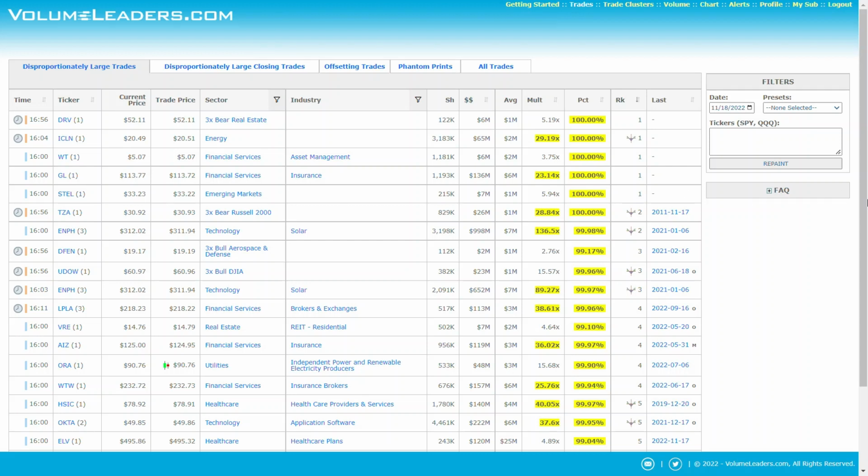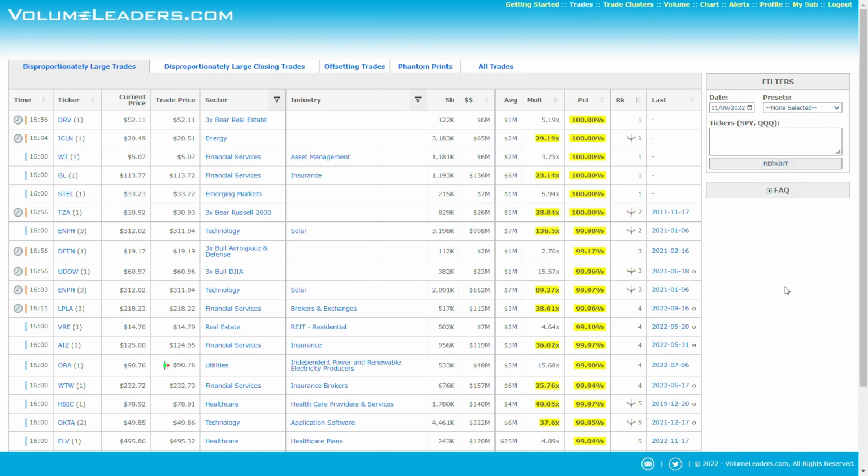All right, now that we've talked about some basic site mechanics, I'm going to walk you through my thought process leading into the CPI back on November 9th, or the close of November 9th, leading into the pre-market activity on November 10th. So to do that, I'm going to first change the date on this dropdown to the 9th. And I'm going to click repaint.